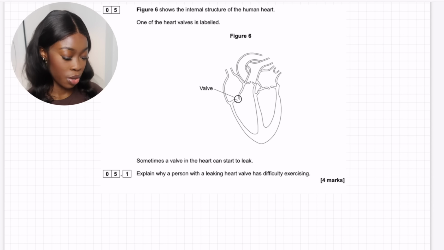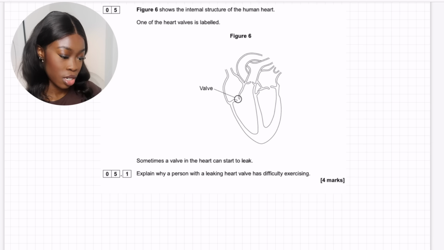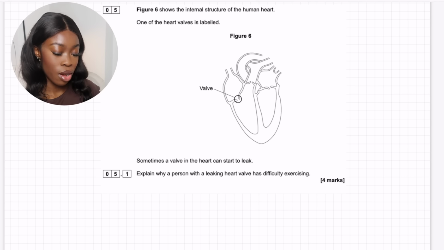That's the question done. Now let's go into this question, and this is a 4-mark explain why question. Let's look at where it asks us. This basically shows the internal structure of the heart. One of the heart valves is labeled. Sometimes a valve in the heart can start to leak. Explain why a person with a leaking heart valve has difficulty exercising.